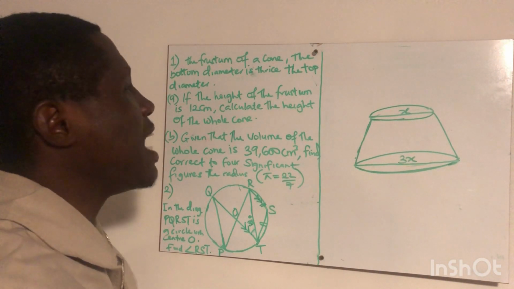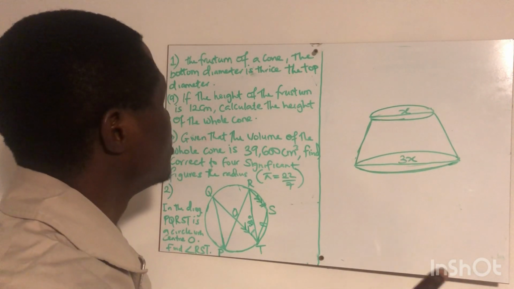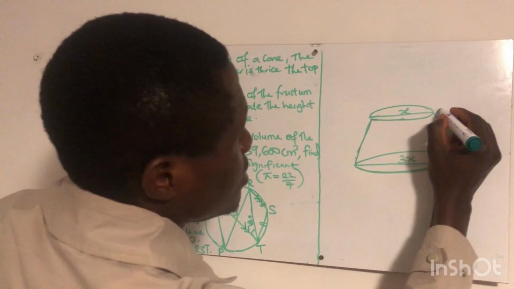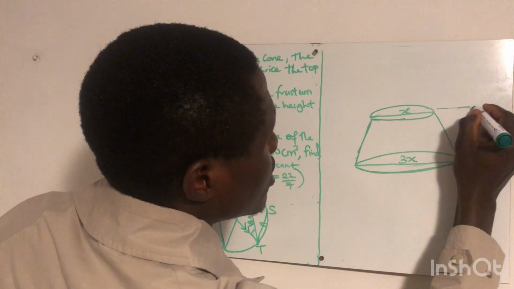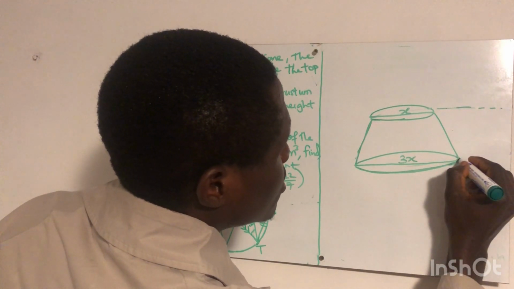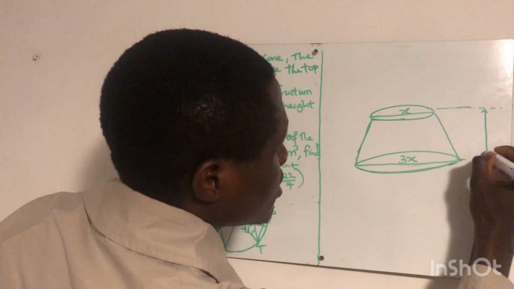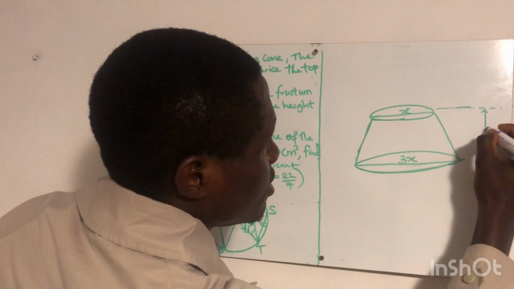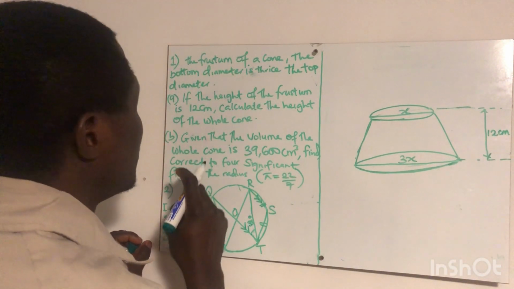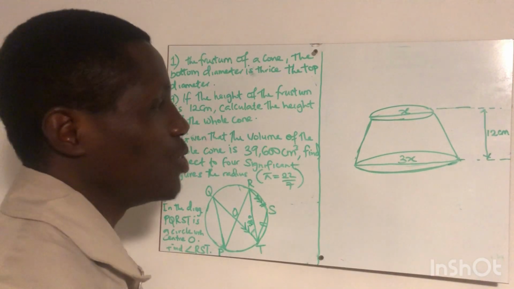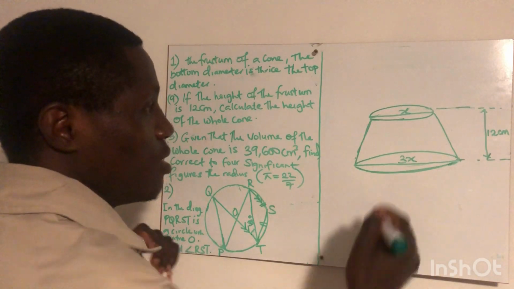Now they say the height of the frustum is 12 centimeters. What do you mean by that? When you trace this out like this, the height of the frustum, from here to here, is 12 centimeters. Calculate the height of the whole cone. So how do we get the height of the whole cone? It means you have to complete this cone.